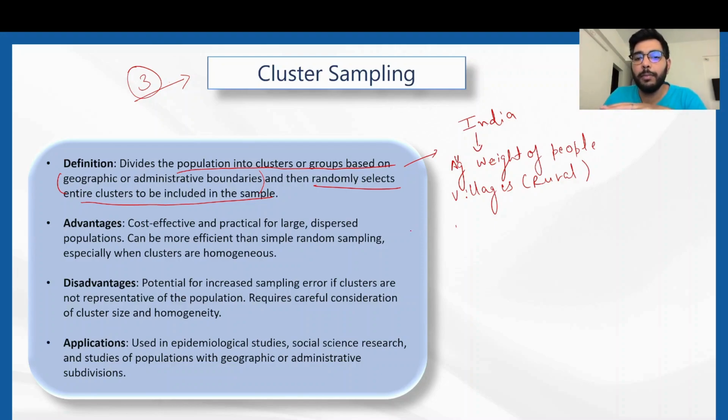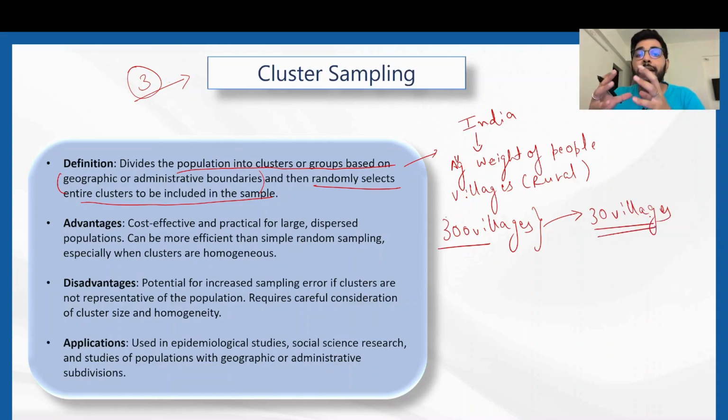How we would approach this problem using cluster sampling: geographically we'll divide India into all the villages that we have in India. Let's say hypothetically we have 300 villages in India. Instead of picking out each and every individual, we'll consider each village as an entity, and we'll randomly sample, let's say, 30 villages out of the 300 villages, which is known as cluster sampling.